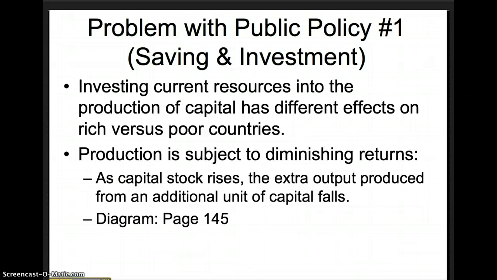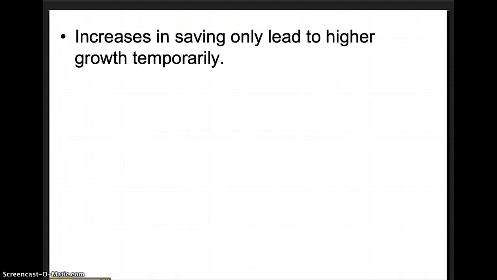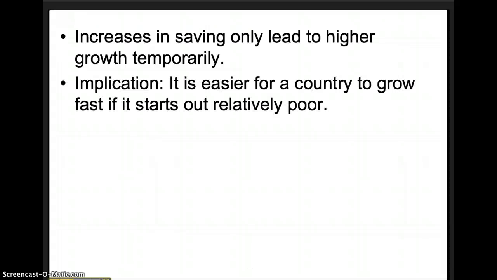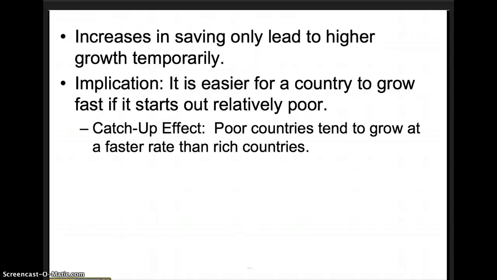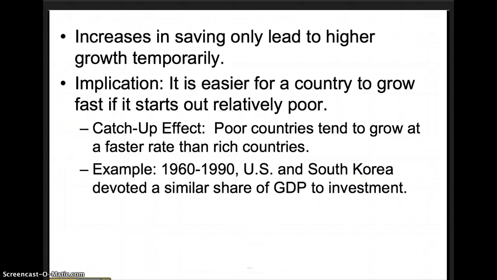Since production is subject to diminishing returns, increases in savings only lead to higher growth temporarily. This implies that it's easier for a country to grow fast if it starts off relatively poor. This phenomenon is called the catch-up effect, meaning that poor countries tend to grow at a faster rate than rich countries. Here's an example. Between 1960 and 1990, the U.S.